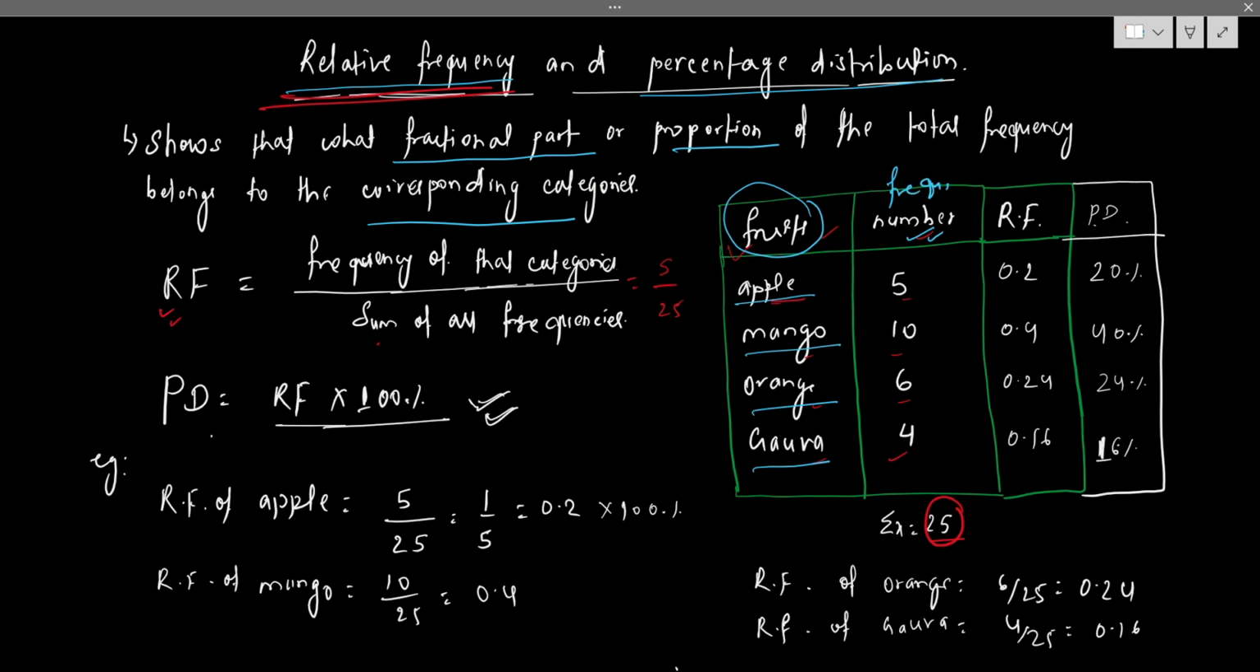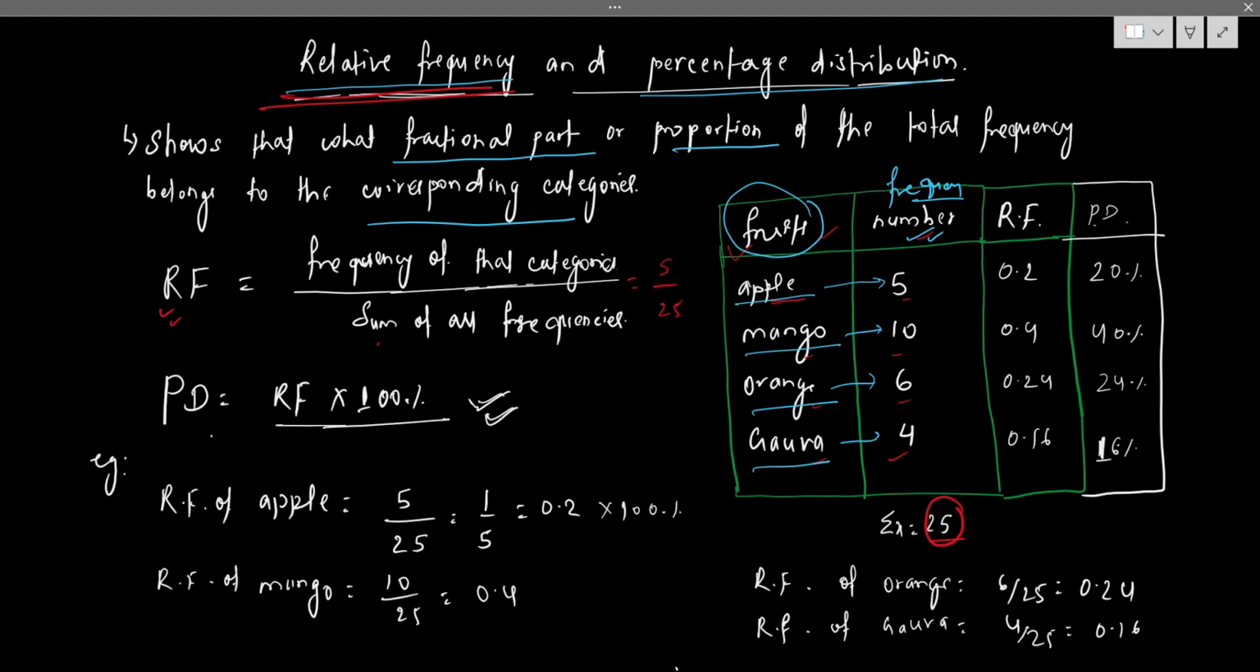Okay, so this is the frequency. The frequency of apple is 5, mango is 10, orange is 6, and guava is 4. As you can see, this is the table that is given.